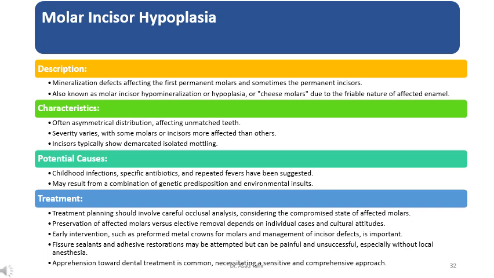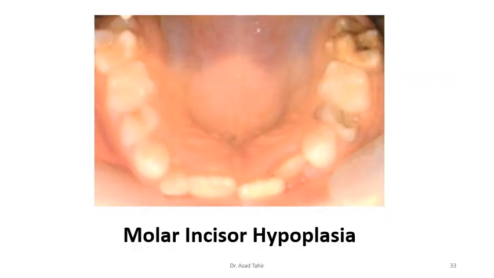Early intervention, such as preformed metal crowns for molars and management of incisor defects, is important. Fissure sealants and adhesive restorations may be attempted but can be painful and unsuccessful, especially without local anesthesia. Apprehension toward dental treatment is common, necessitating a sensitive and comprehensive approach.